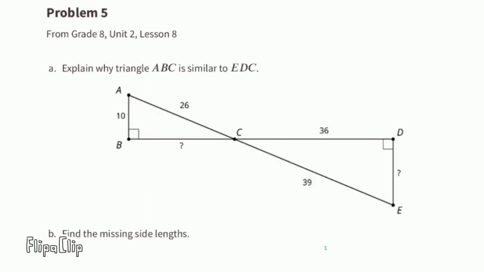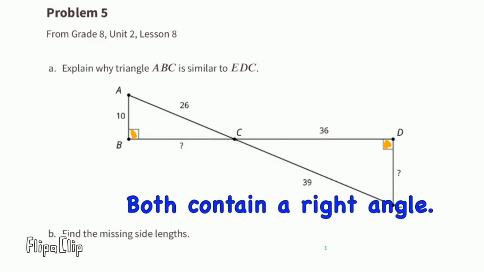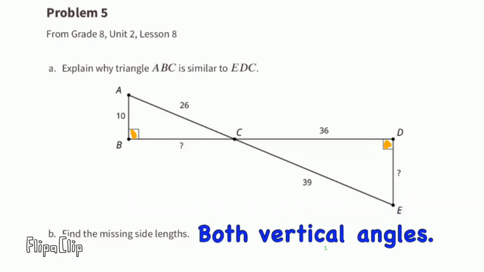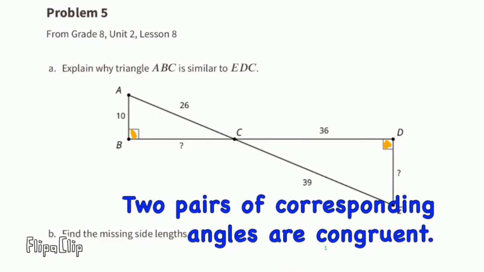Problem number 5 from 8th grade, Unit 2, Lesson 8. A. Explain why triangle ABC is similar to triangle EDC. Both triangles contain a right angle, and angles ACB and ECD are vertical angles. The triangles are similar because two pairs of corresponding angles are congruent.